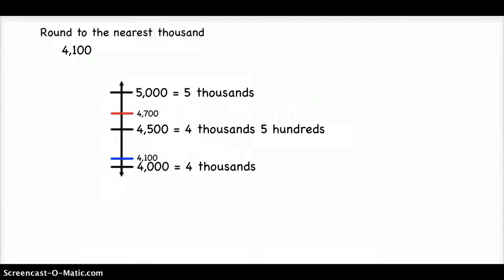If I were to place the number 4,700 on the same vertical line, I see that it's part of the way between 4,500 and 5,000. It's closer to 5,000 than it is to 4,000, so the number 4,700 rounds to 5,000. It rounds up.